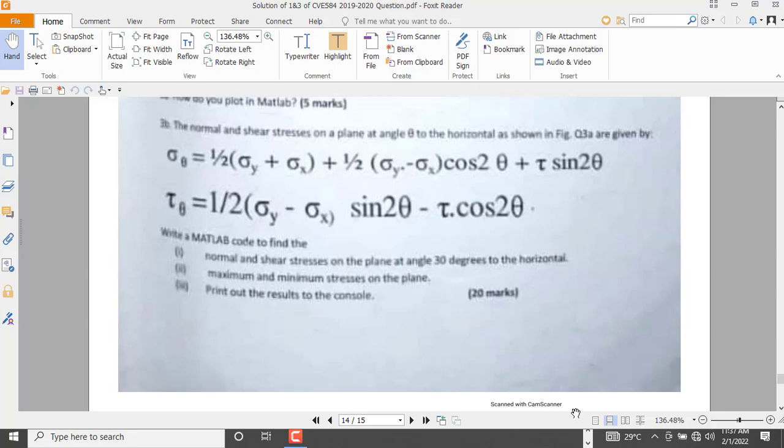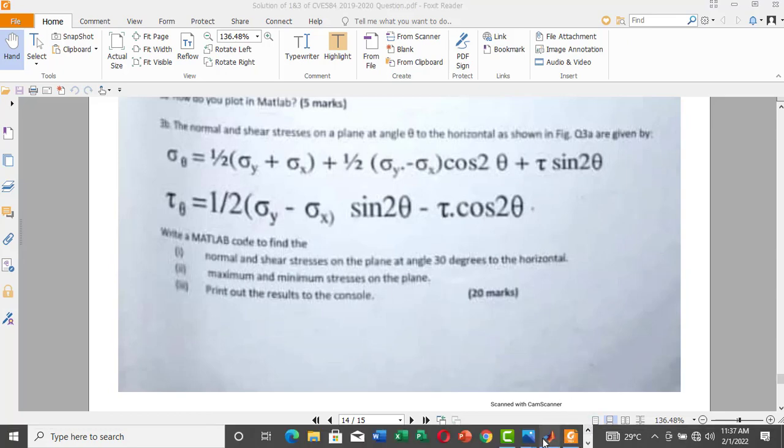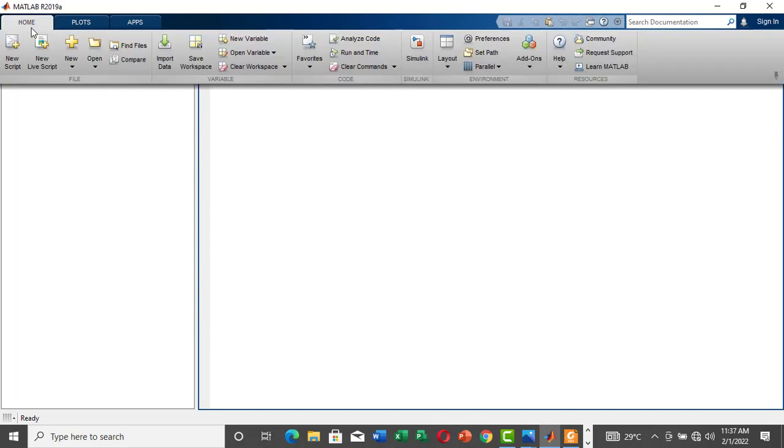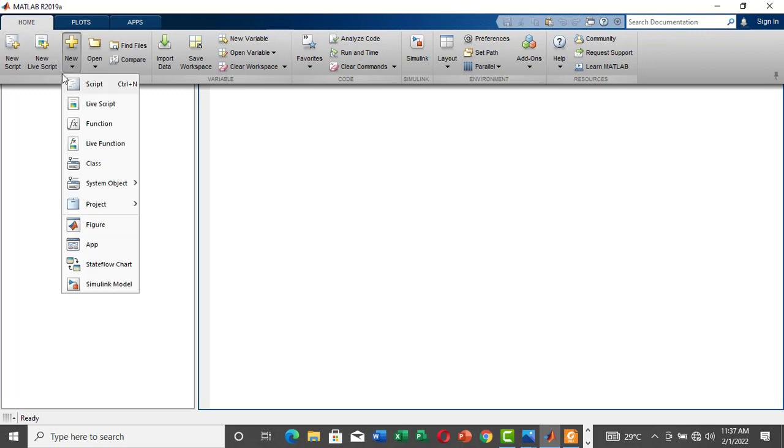So let's go to Matlab. My Matlab is open already, so you just open your Matlab just as I'm doing right now. This is the command window. We are not typing on the command window, we'll be typing on the editor. So come to home, then you come to new, and you can pick new script from there.